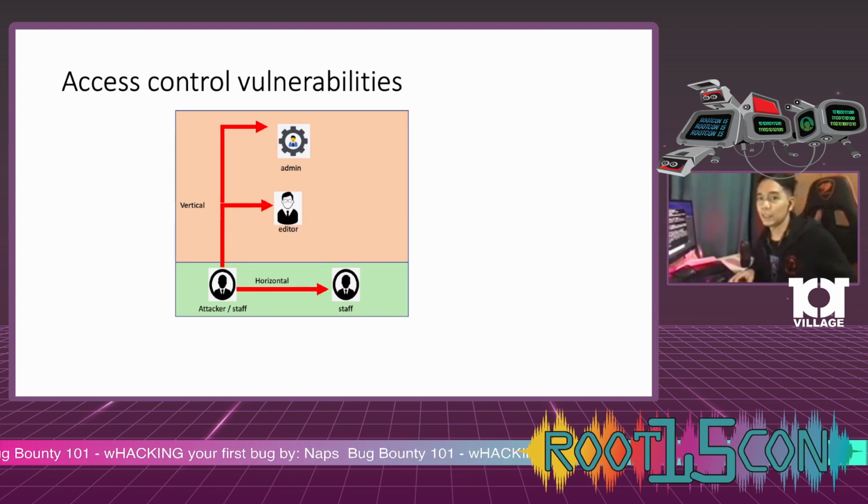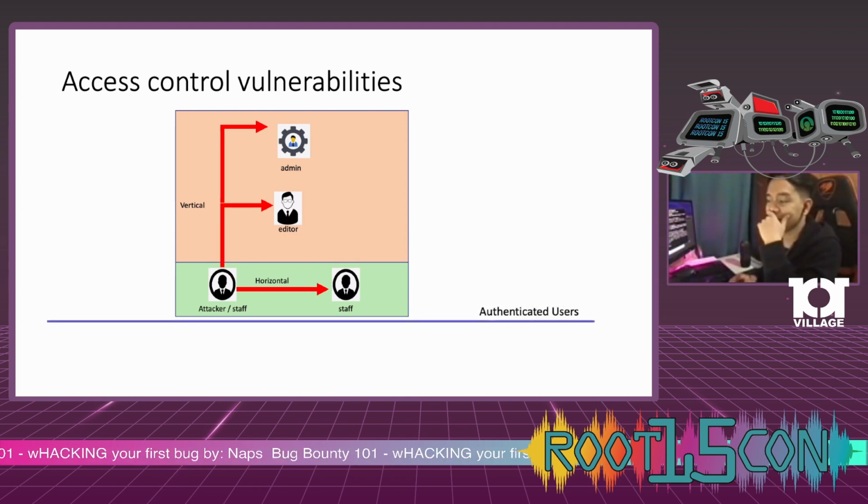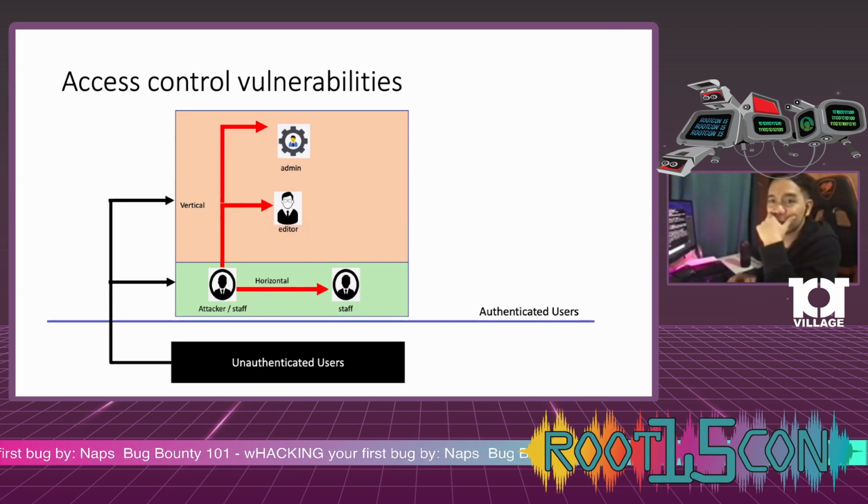Let's move on. Now that's for authenticated users, the vertical and the horizontal. Now there are some cases that an unauthenticated user can access those functionalities. To check this, just omit or remove the cookies. So that means anyone could actually use those functionalities, given that they know that endpoint or that specific URL. Okay.